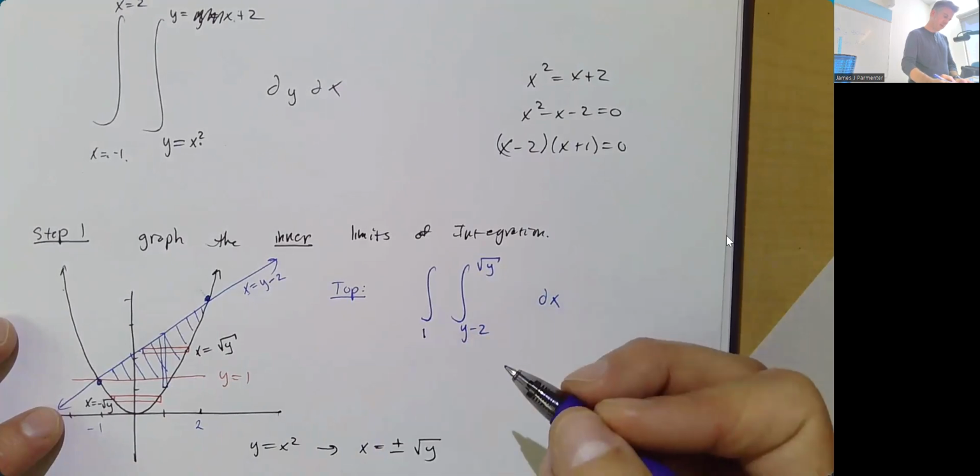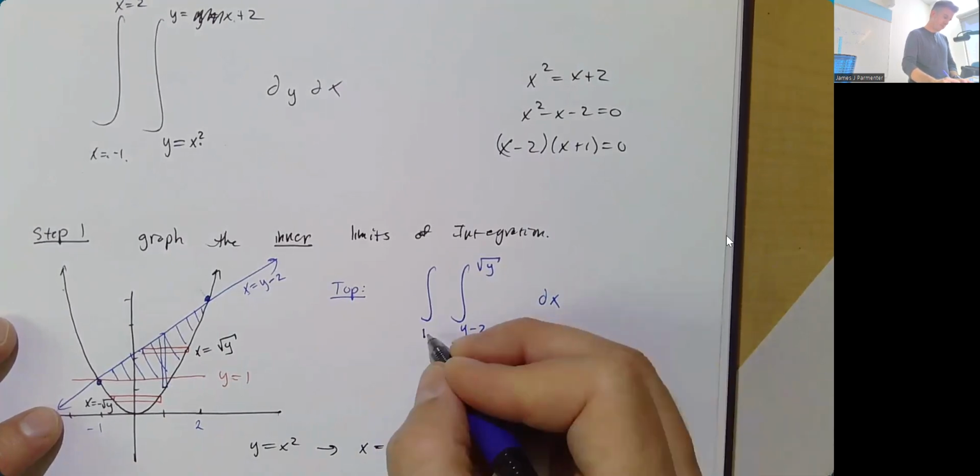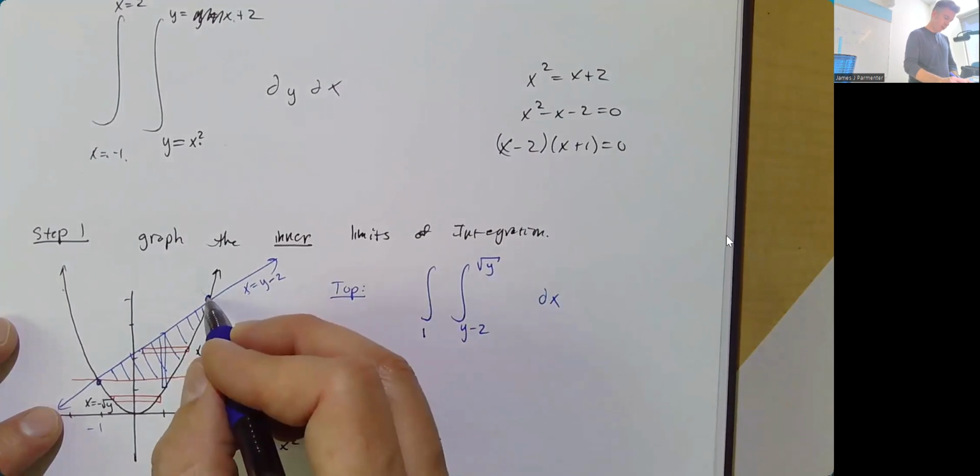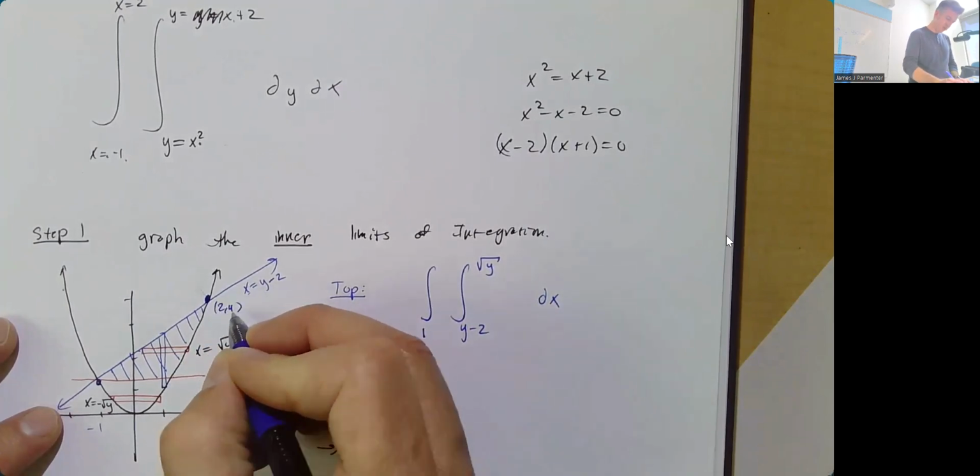I feel like I said something wrong there. No, I didn't. I'm just messing myself up. And as high as y equals 4, I believe. That's the point (2, 4).